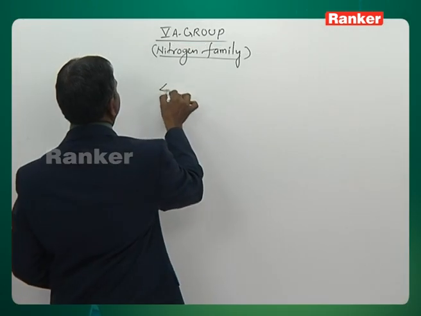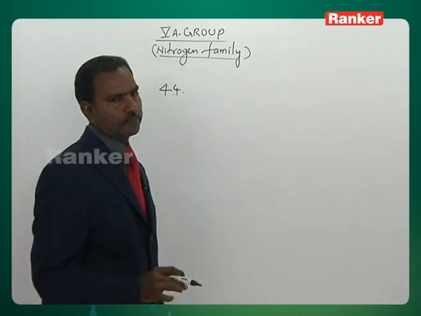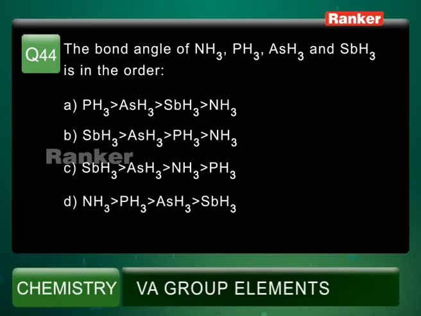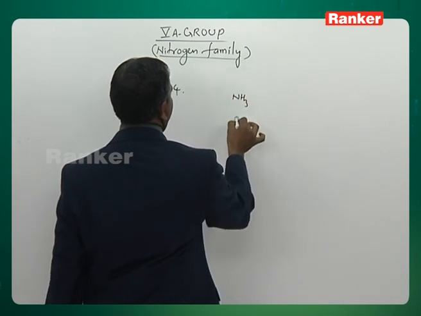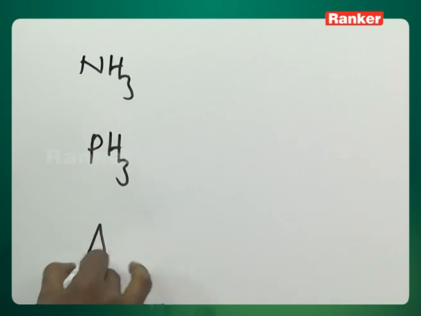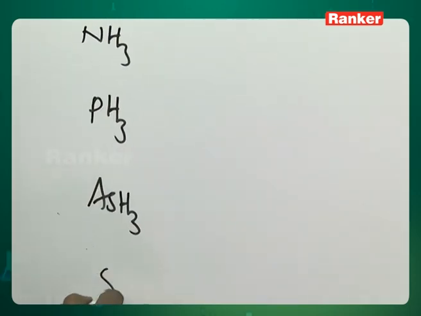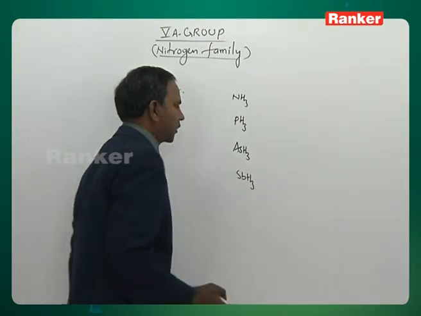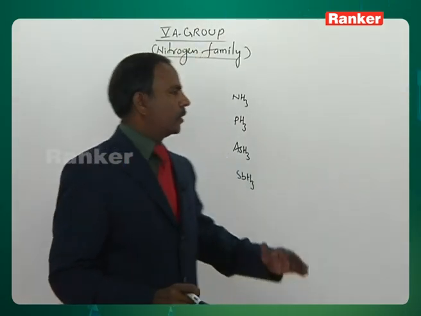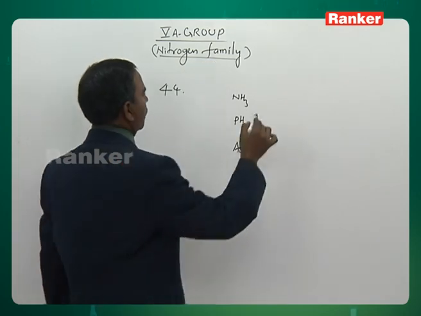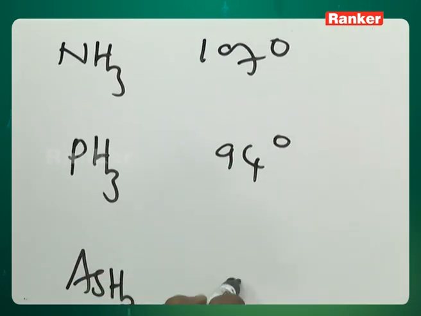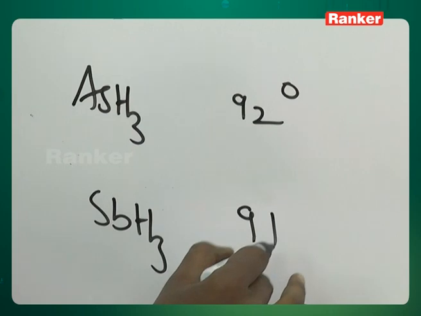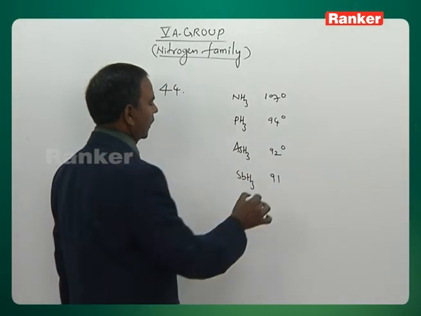Question number 44. The bond angle of NH3, PH3, AsH3, SbH3 is in the order. See now, NH3, phosphine, arsine, stibine. The angle of these, first one is 107 degrees, 94 degrees, around 92 degrees, 91 degrees, like this. Bond angle is gradually decreasing.